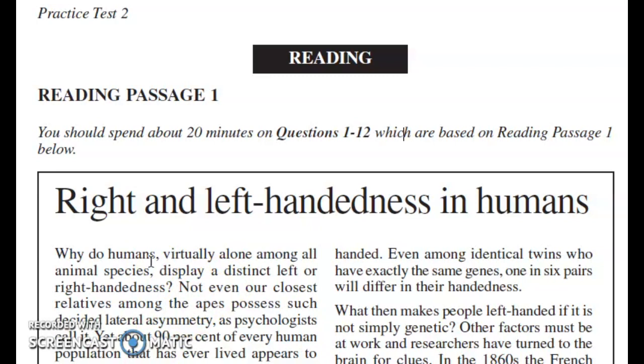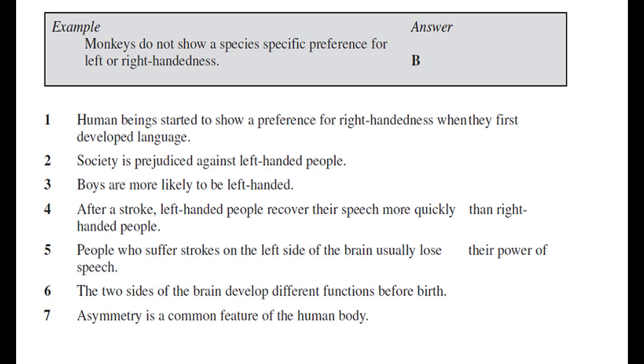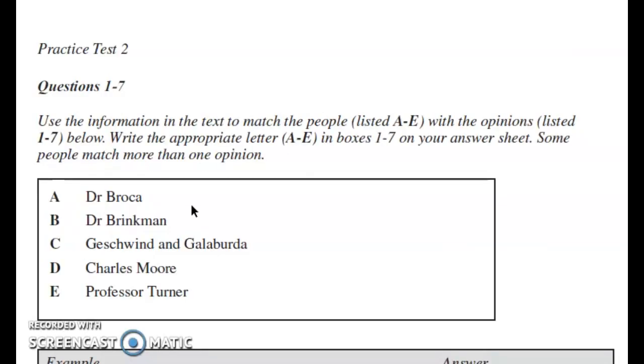So let's start discussing. First of all, we will look at the questions. In questions 1 to 7, we are supposed to use the information in the text to match the people with their opinions. Means we are given some names of the writers and some opinions, and we have to match those opinions with the writer. First, I'll tell you what our approach should be to solve these types of questions.